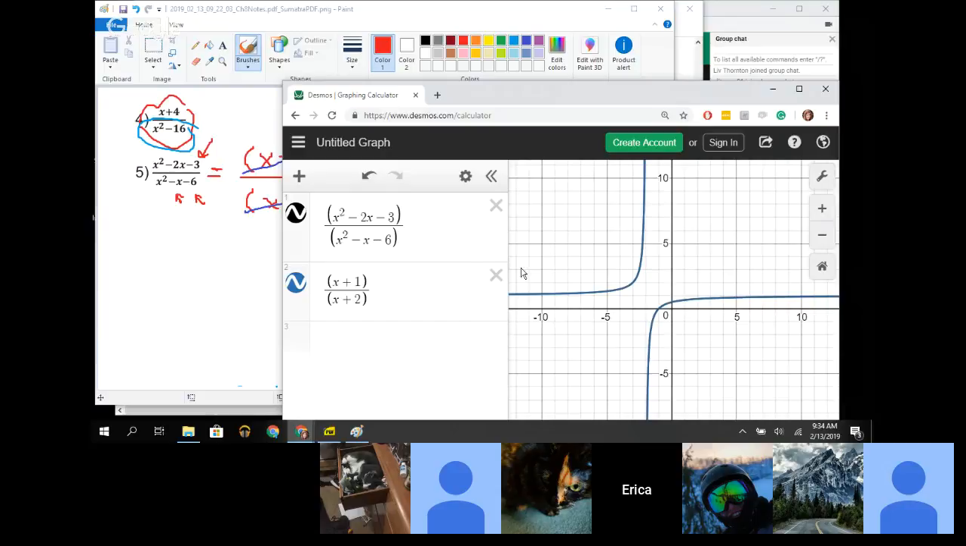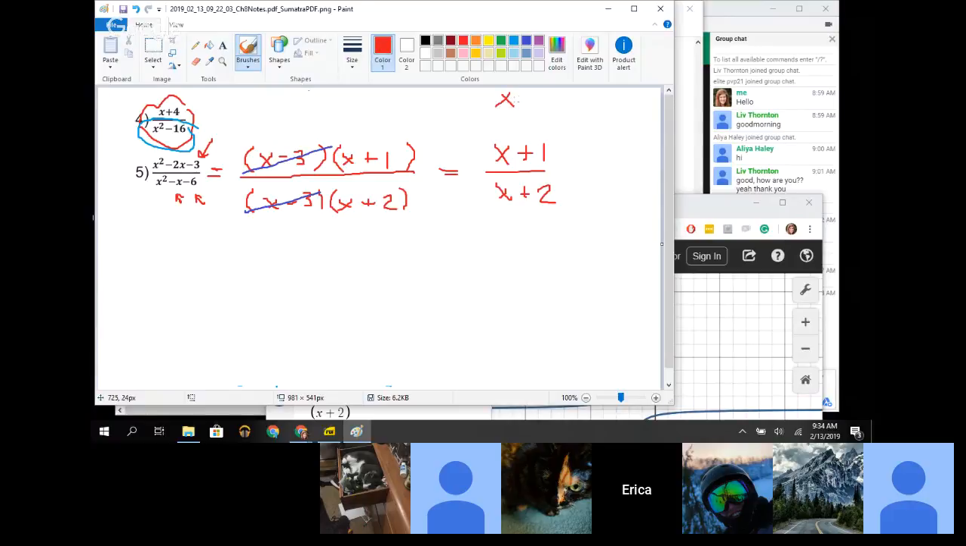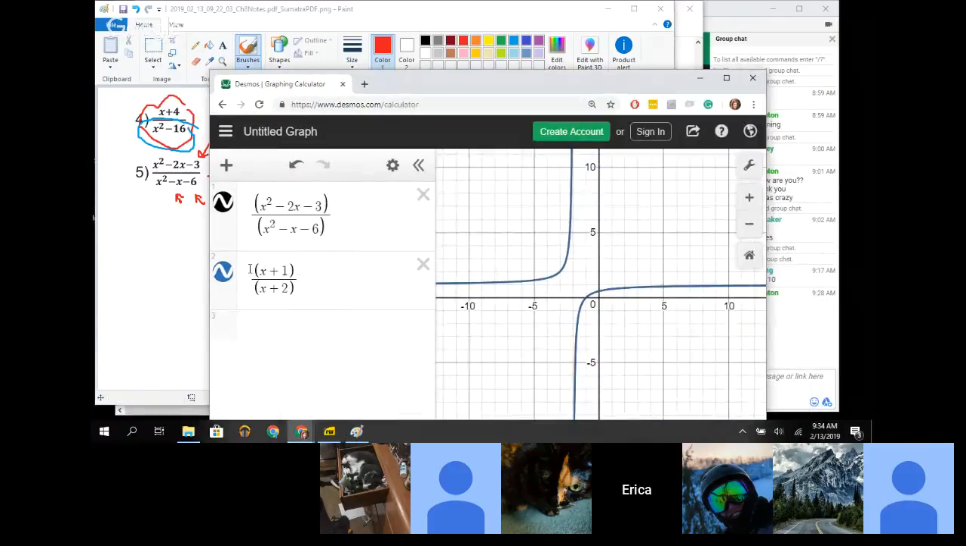Also, if I go to my black graph, I canceled out an x minus 3. Right? I canceled out an x minus 3. So when that equals 0, I'm going to have a hole. So when x equals 3 on my original graph, I'm going to have a hole in my graph. So if I go to the black graph only, and I go to x equals 3, nope, I skipped it. There we go. I have a hole right there because that's what I canceled out, right?